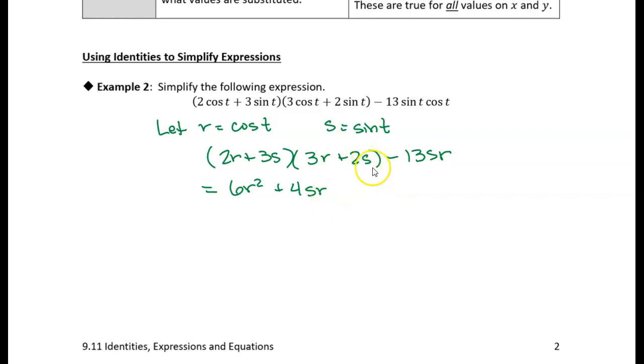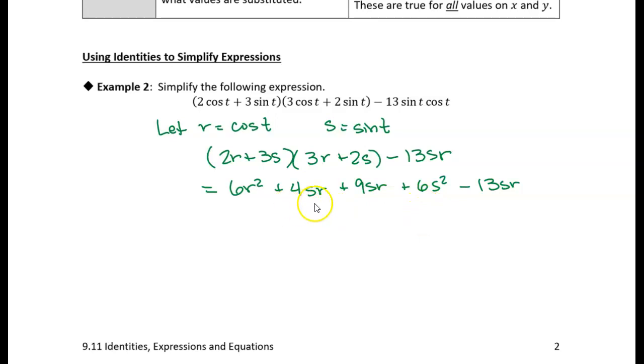I could write it 4rs or 4sr. It's the same thing because multiplication is commutative. You can multiply things in any order. Inner, I'm going to get plus 9sr. And then the last, I'm going to get 6s squared. And then I have this minus 13sr. So we've FOILed it out.